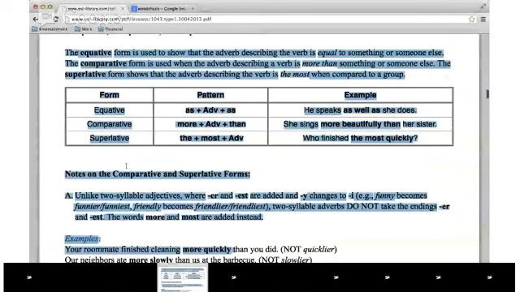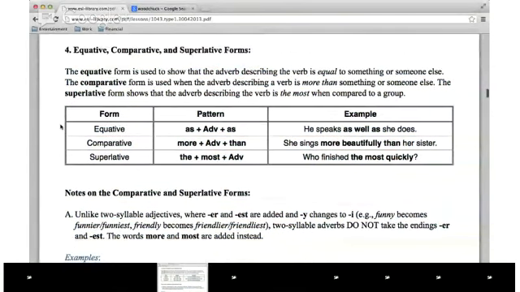The equative form is used to show that the adverb describing the verb is equal to something or someone else. The comparative form is used when the adverb describing a verb is more than something or someone else. The superlative form shows that the adverb describing the verb is the most when compared to a group. So we have the form, pattern, and example. Equative: as plus adverb plus as.